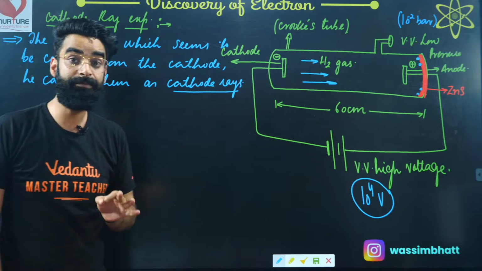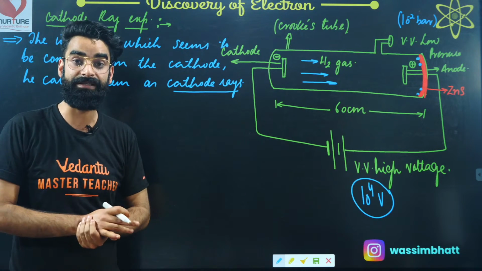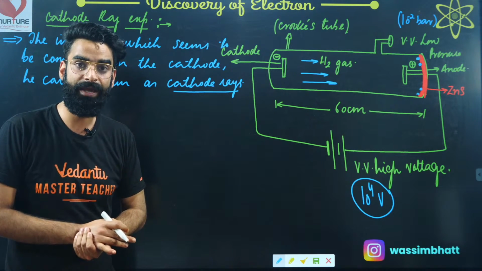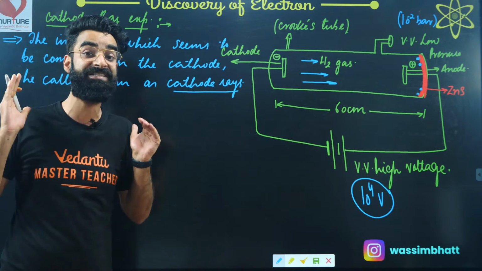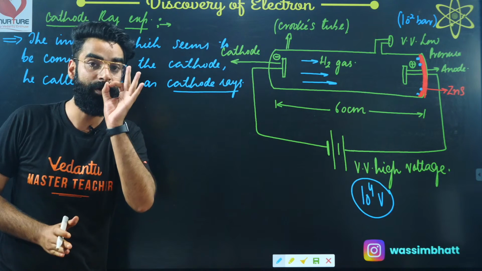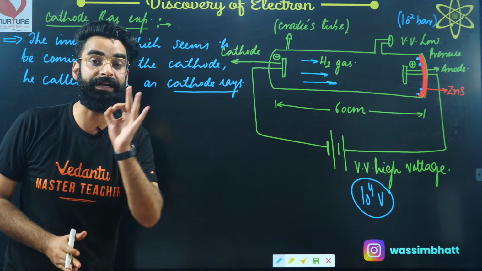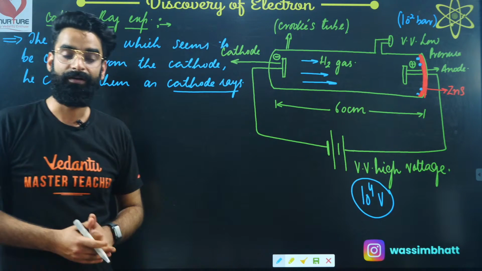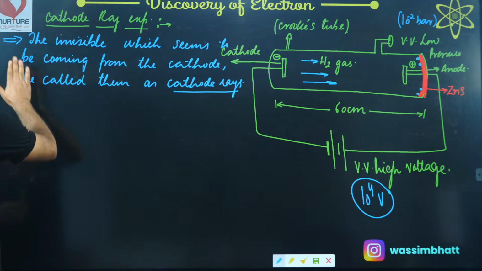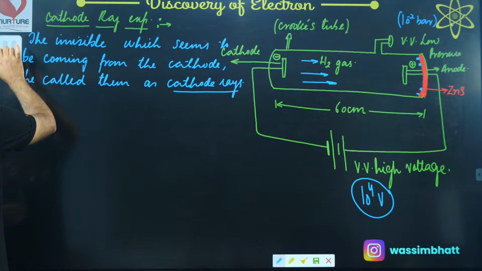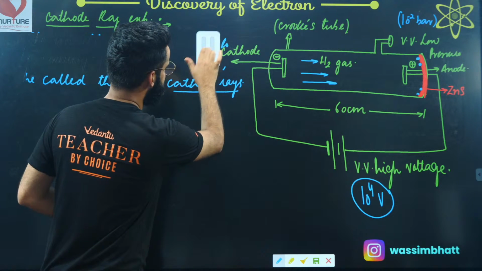Now it was the time to see the properties of these cathode rays. He observed invisible rays coming from the cathode, and he called them cathode rays. Now it was the time to see their properties. For that he did a few investigations. And what were the investigations he did?